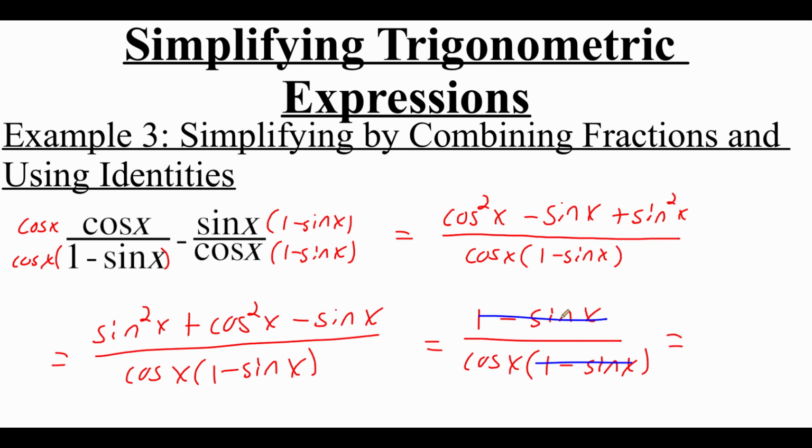So now the top of my fraction, because we've canceled everything out, is just a 1. My denominator is just the cosine of x. And 1 over the cosine of x is the same as the secant of x.